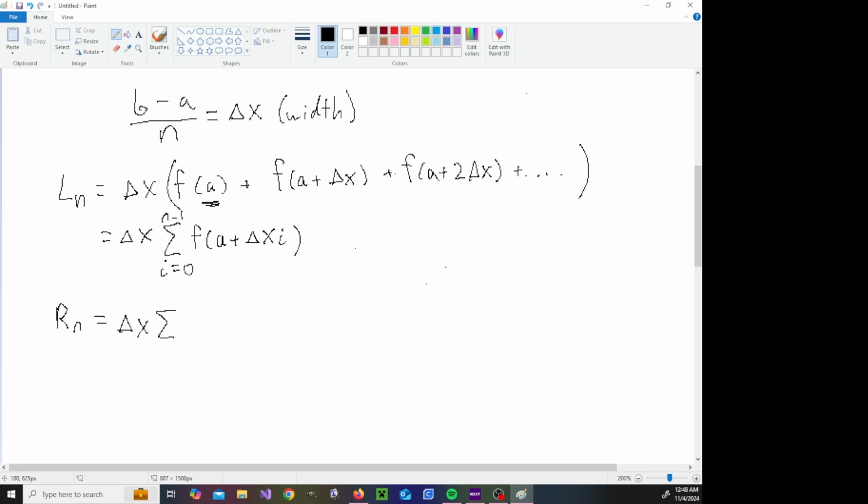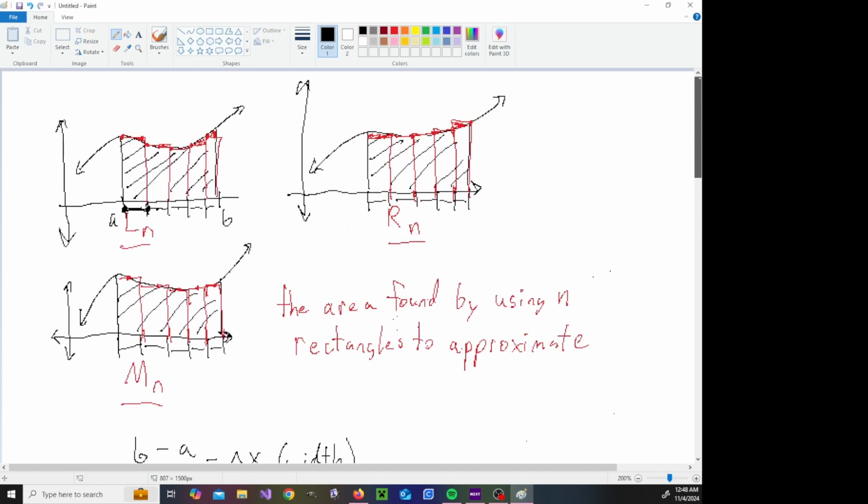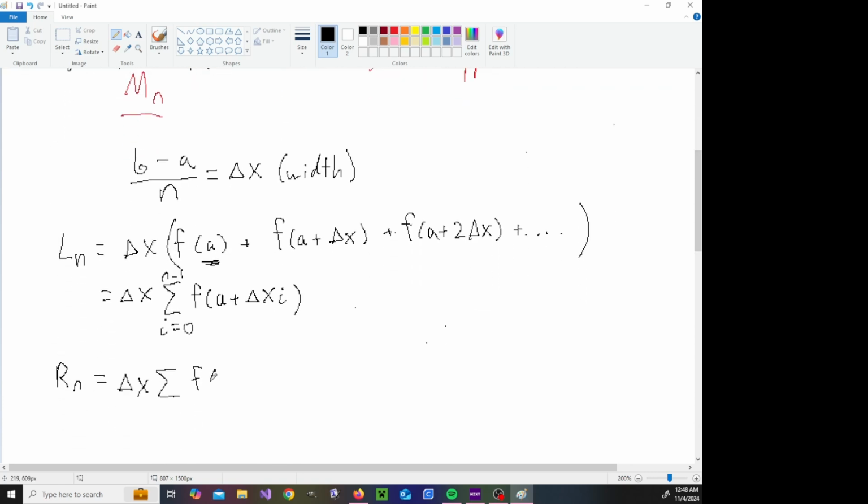I'm going to have the same width no matter what, and I want to plug something into the function. But for my right rectangles, I don't start at A, I already start having moved forward to this next edge. Well, then I move forward to the next edge, and the next edge, and the next edge, and the last edge, all the way through for all n rectangles. Which means the equation here would also be that I move forward by some number of delta x's.